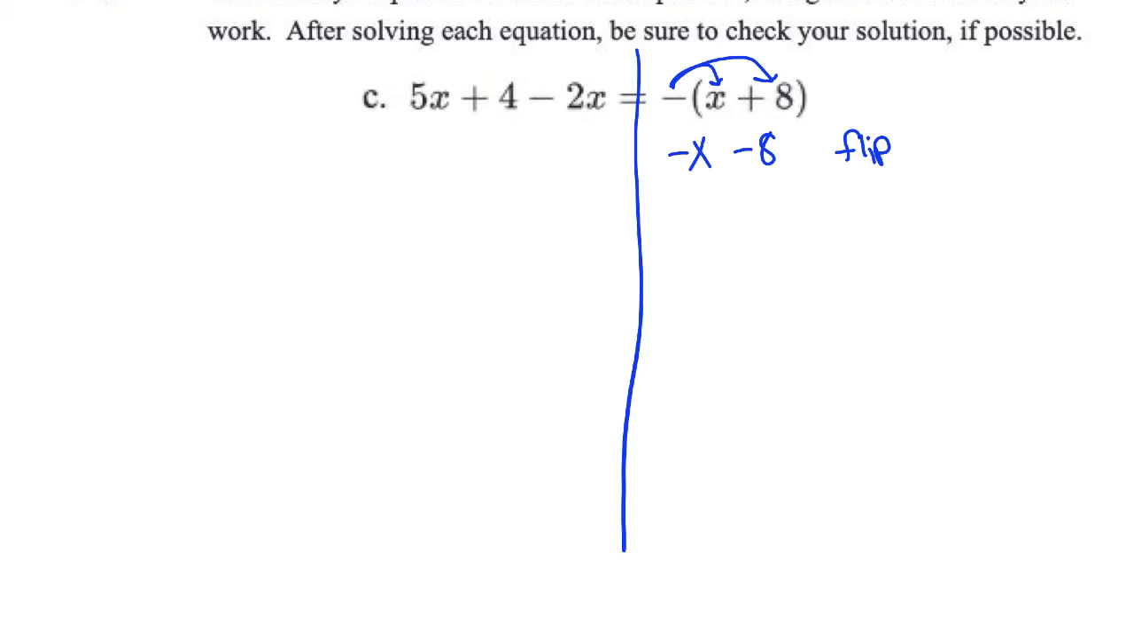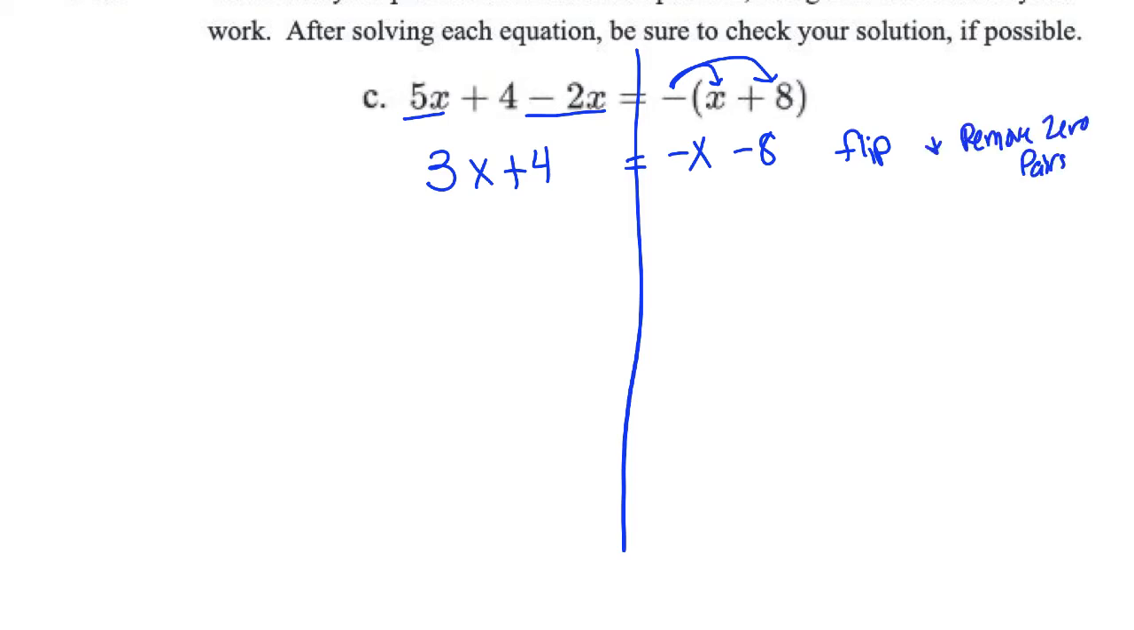Also, I probably combine like terms on the left side at the same time. I've got positive 5x's and negative 2x's. If I take out my 0 pairs, that gives me a 3x plus 4, which is equal to negative x minus 8.